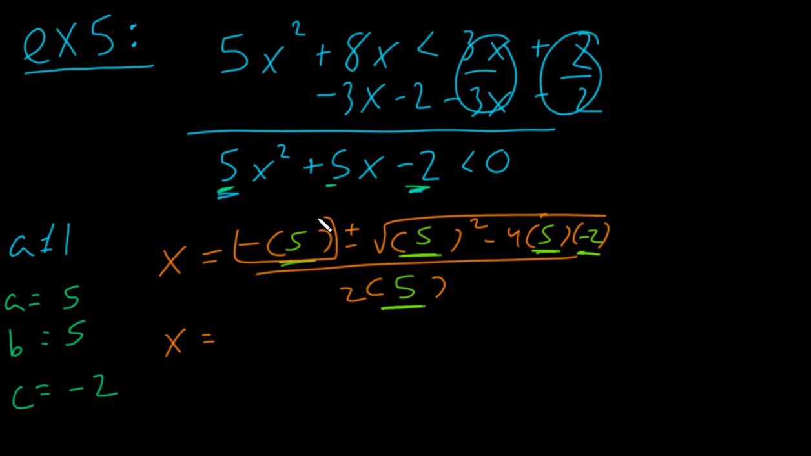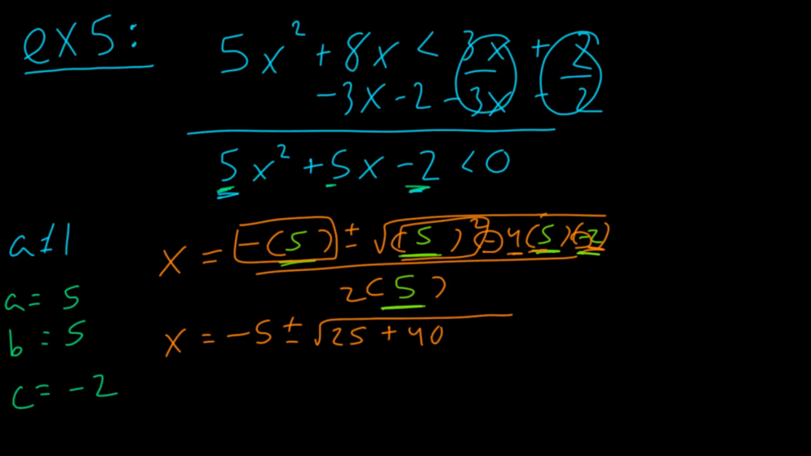On my outside, a negative times a positive is a negative 5 plus or minus the square root of. I know that on the inside, 5 squared is 25. And here I count up my negatives: 1, 2, a negative times a negative is a positive. And y'all should know this off the top of your head. 4 times 5 is 20, but what is 20 times 2? Well, that will be 40, all over 2 times 5, which is 10.